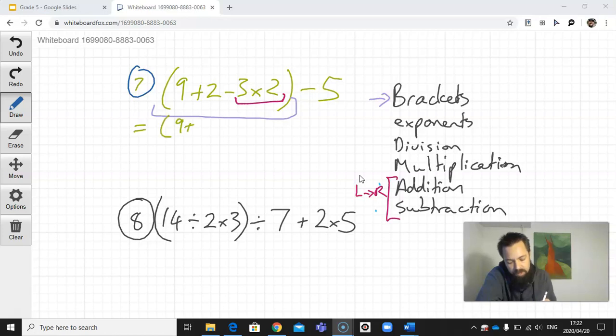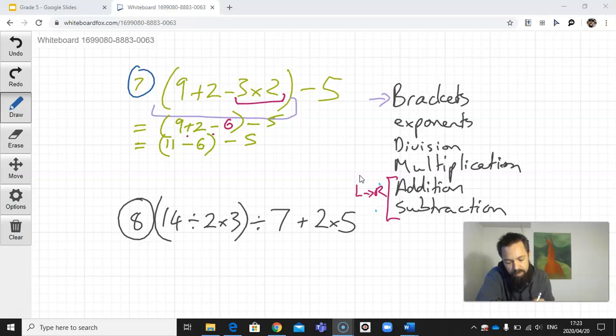So 9 plus 2 minus, I'm just going to put the answer to 3 times 2, which is 6. Minus 5. I'm going to have to write a little smaller so I can fit it in. I'm still looking at something inside my bracket. We've only got addition and subtraction, so we work from left to right. So 9 plus 2 is 11, minus 6, which stays unchanged, minus 5.